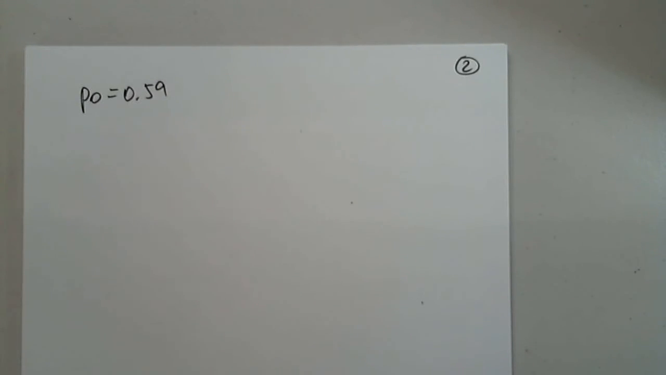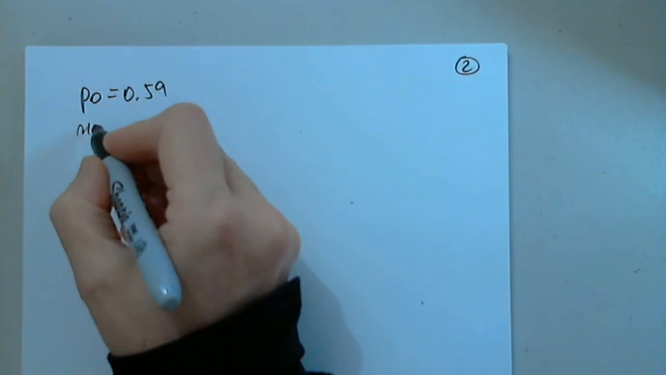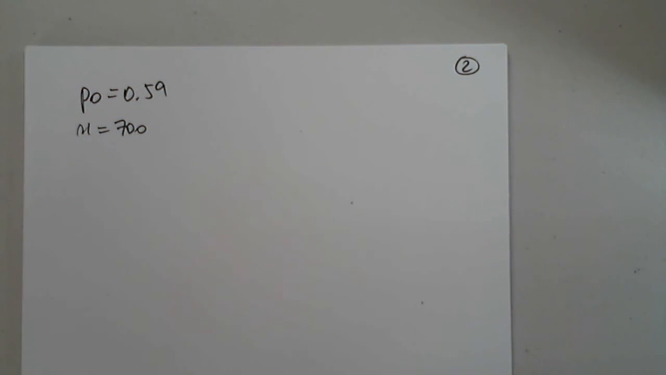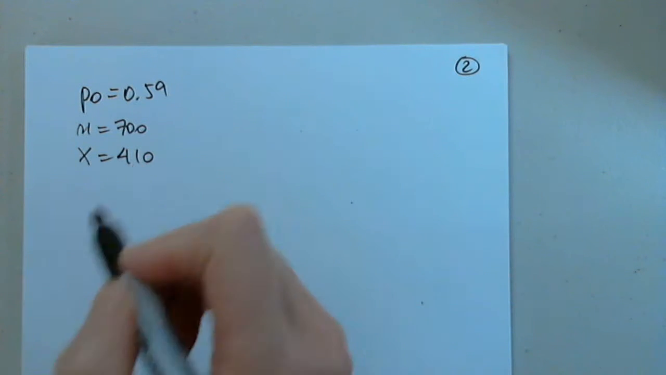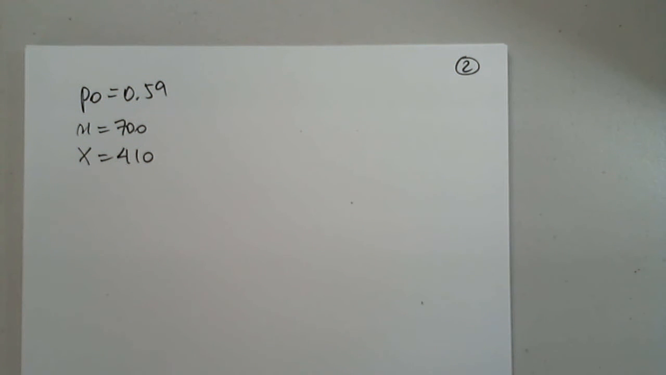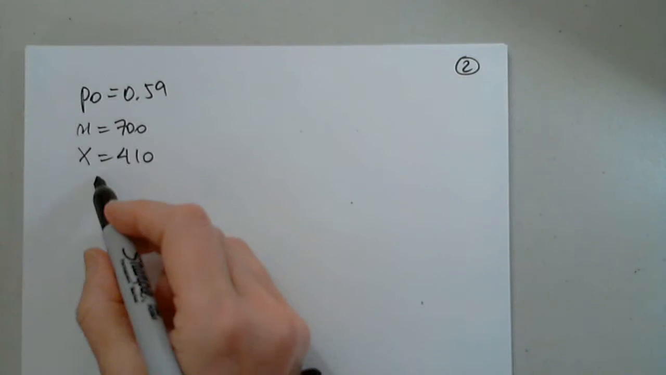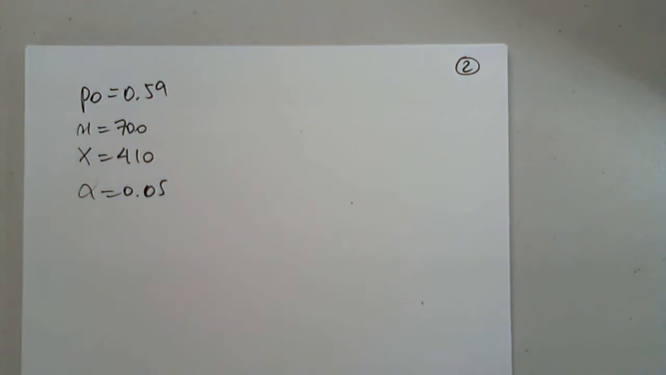The sociologists test whether the percentage is different today by conducting a random sample, very important, of 700, so that's our N, age 15 and older, and finds that 410, that's our X, are living alone. Is there sufficient evidence at alpha 0.05 level of significance to conclude that the proportion has changed? The keyword is change. It does not give us direction.